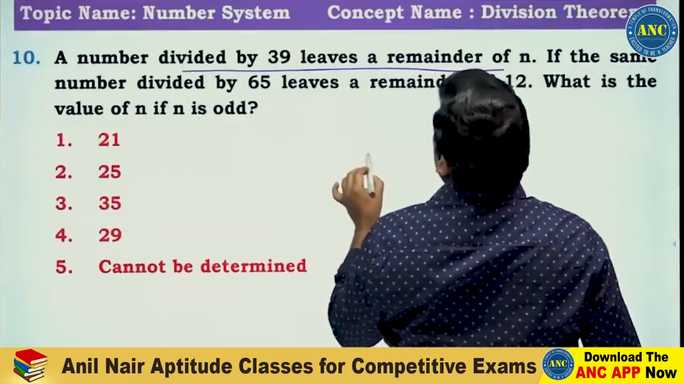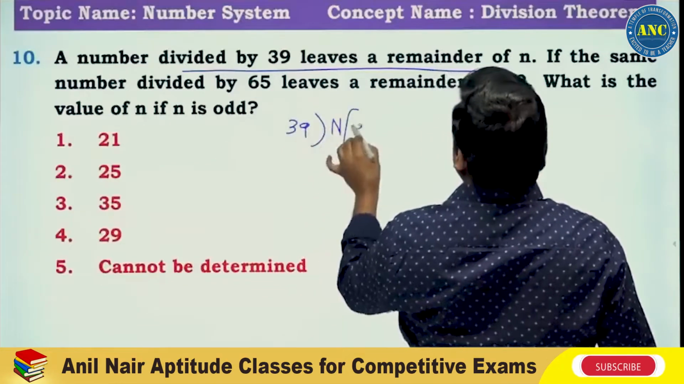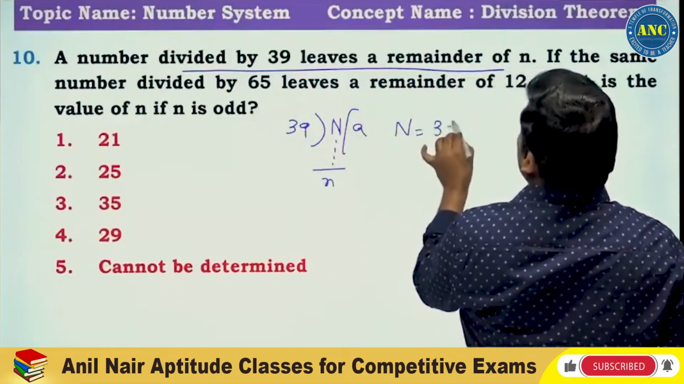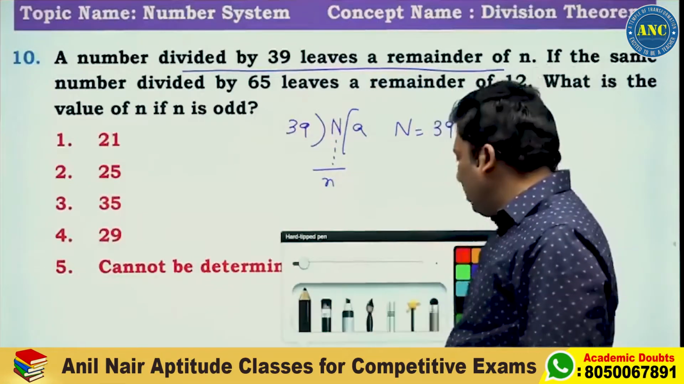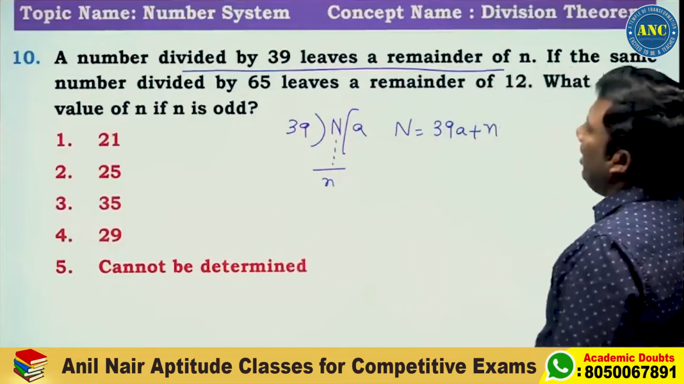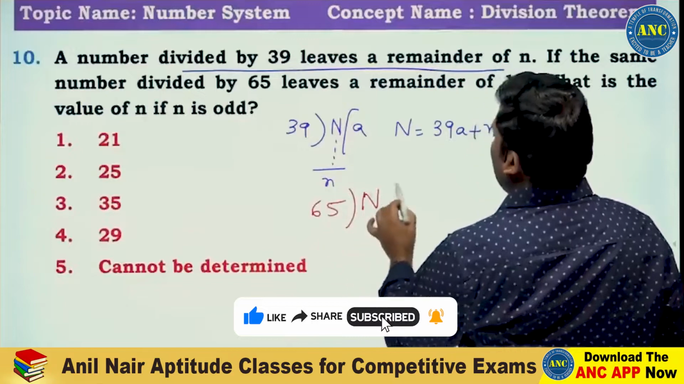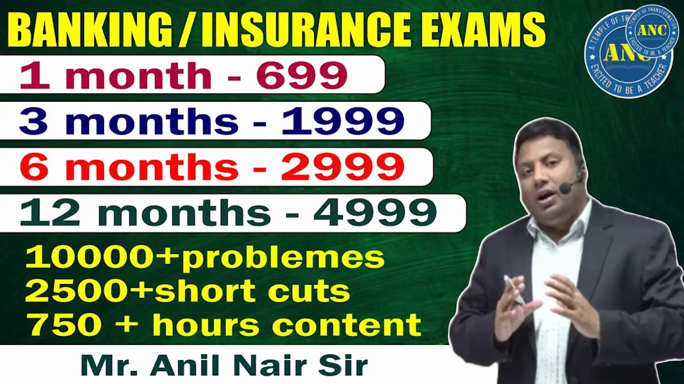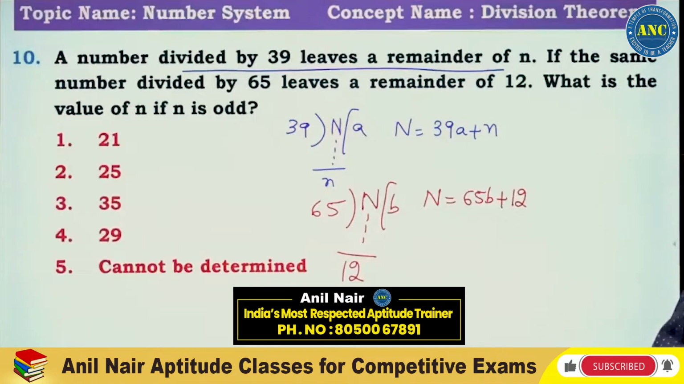A number divided by 39 leaves a remainder n. So N, capital N, is 39a plus small n. Divisor into quotient plus remainder. If the same number N is divided by 65, the remainder is 12. Dividend equals divisor into quotient plus remainder. N is 65b plus 12. I hope it is clear.